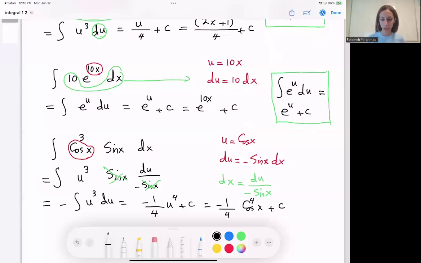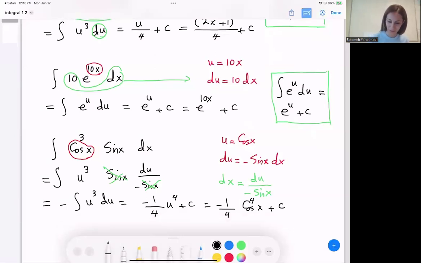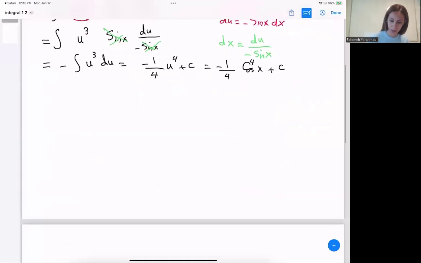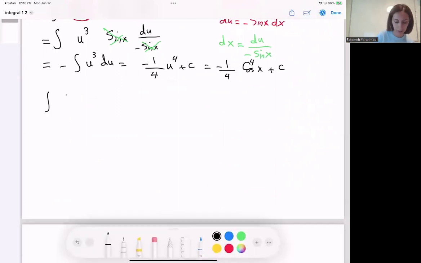So let us make it more interesting for you. Let me go to the next line here. Suppose I ask you to find the integral of x divided by square root of x plus 1 dx. How do we compute this integral? What is a good substitution here?